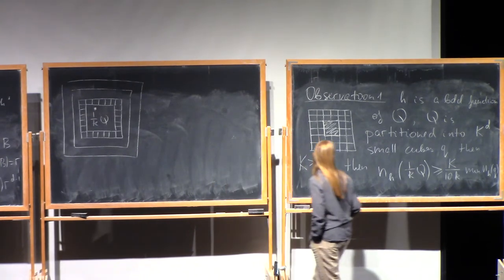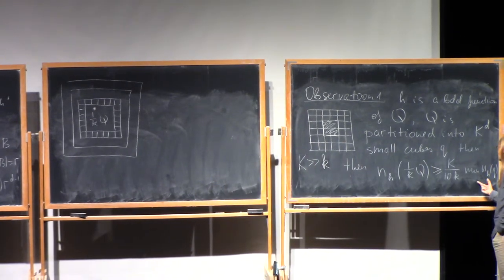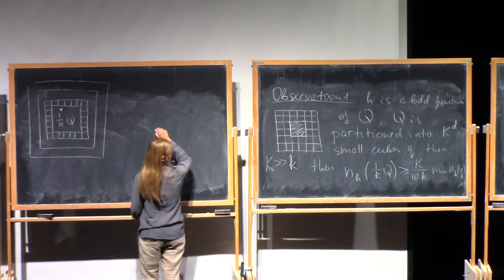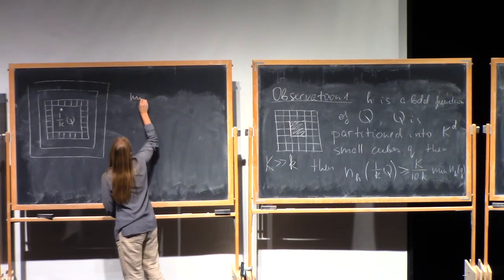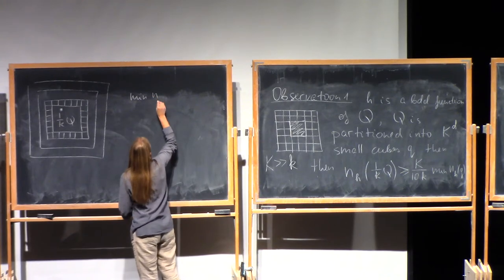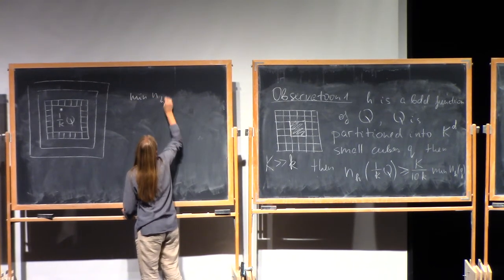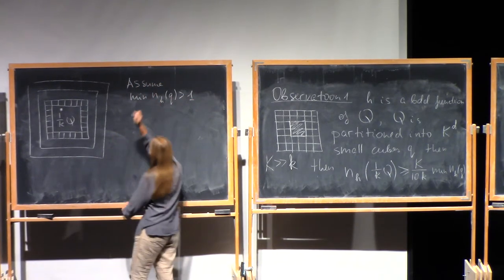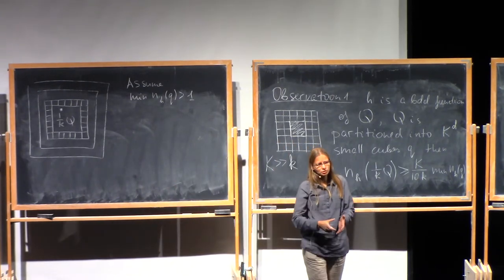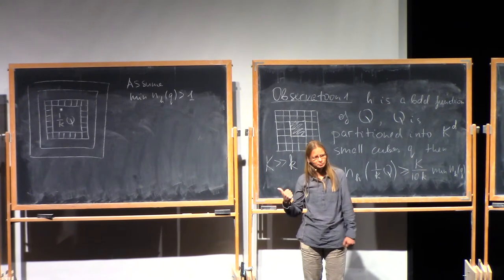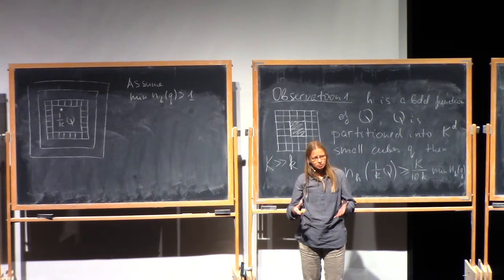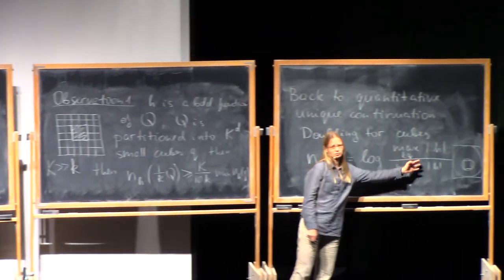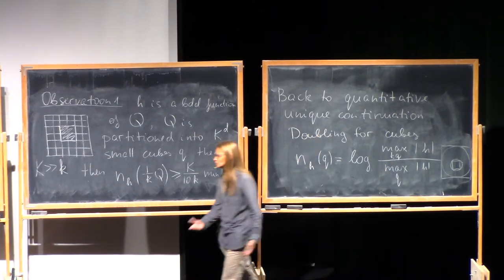I look at the doubling constant for this cube. Yes, we will assume that all the doublings are larger than one. Then there is a point around this one where the value is larger than at this maximal point. Because when I double the cube, I get a constant larger than one. It means that the maximum of the larger cube is big.